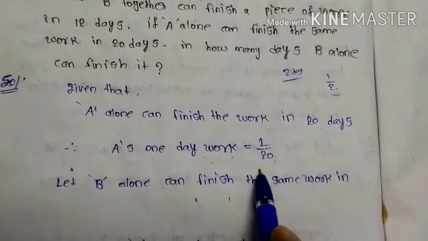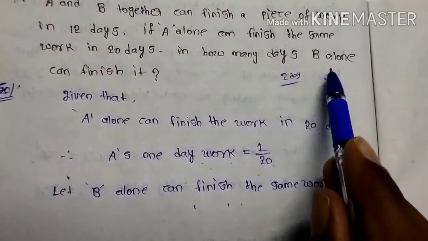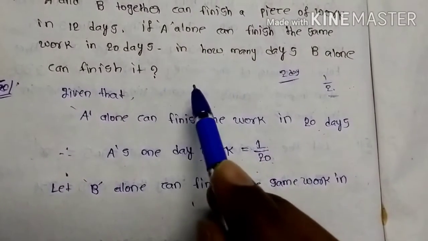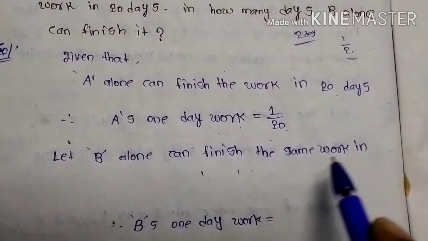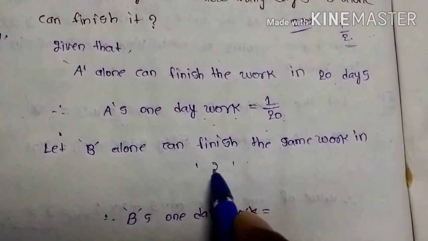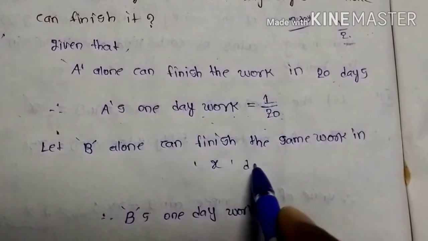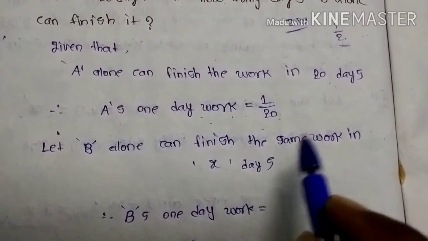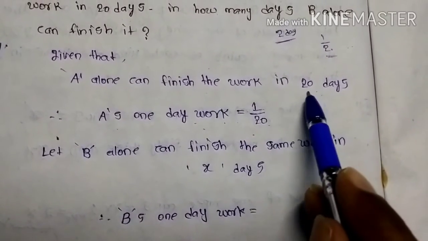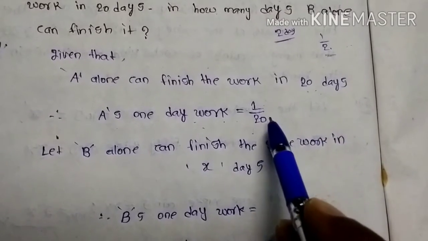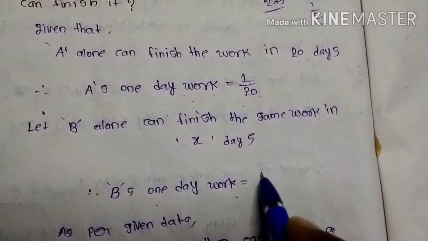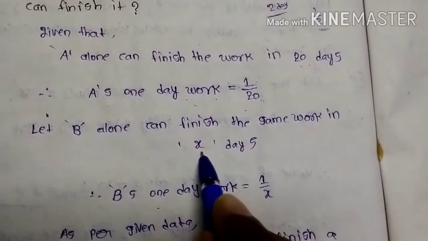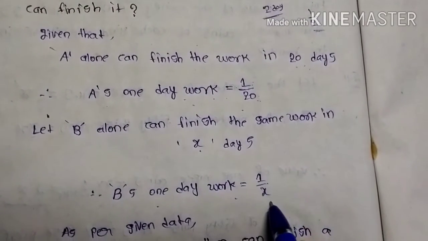And also, see, in that question they are asking how many days B alone can finish it. We need to find that. So I am taking, let B alone can finish the same work in X days. See, A can finish the work in 20 days, so A's 1 day work will be 1 by 20. So B's 1 day work will be 1 by X. What is the reciprocal of X? You can take 1 by X only.